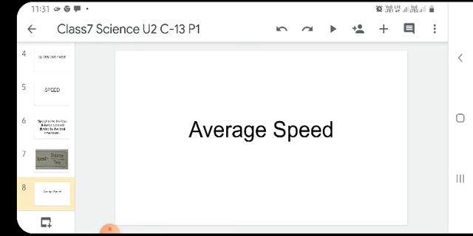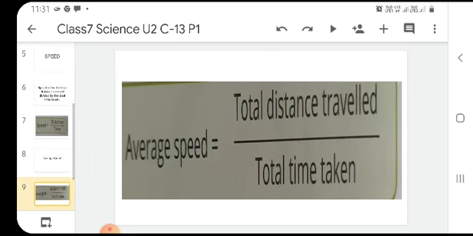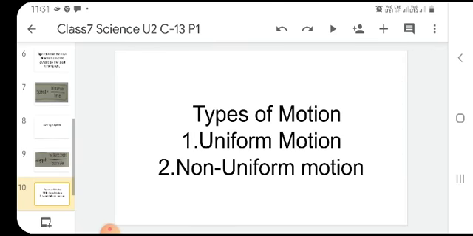Mathematically, we can represent it by a formula: average speed is equal to total distance travelled divided by total time taken. So this is how we can find out the speed and the average speed of an object. Now here we will learn about types of motions. How many types of motions are there? All kinds of motions can be broadly classified into uniform or non-uniform motion.